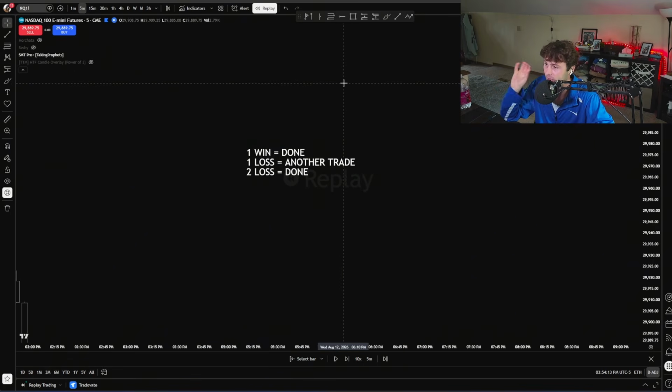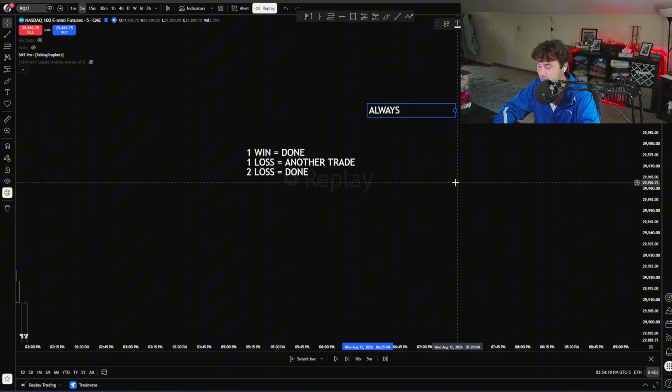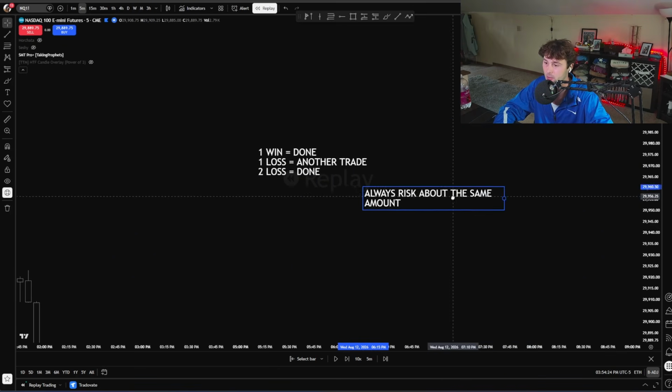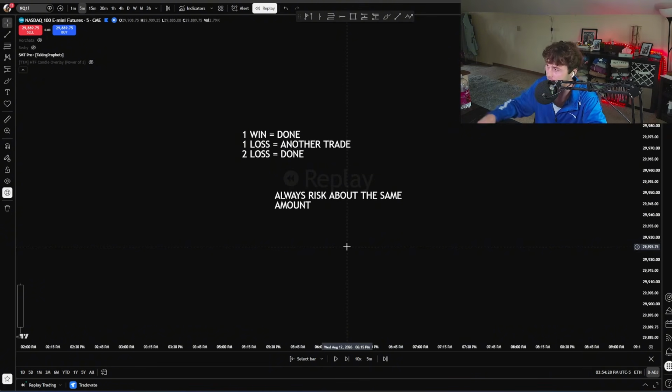Something that's very important, I have to tell you guys, this is so, so important. Always risk about the same amount. Now you can vary this a little bit, like so, maybe one trade you're gonna risk, I don't know, $125. The next trade you want to risk $150. Cool. Or like one trade you risk $200, one trade you do $150, but you can't change it more than like $50, right? If you do that, the odds don't play out. Like you have to keep your risk the same for this strategy.